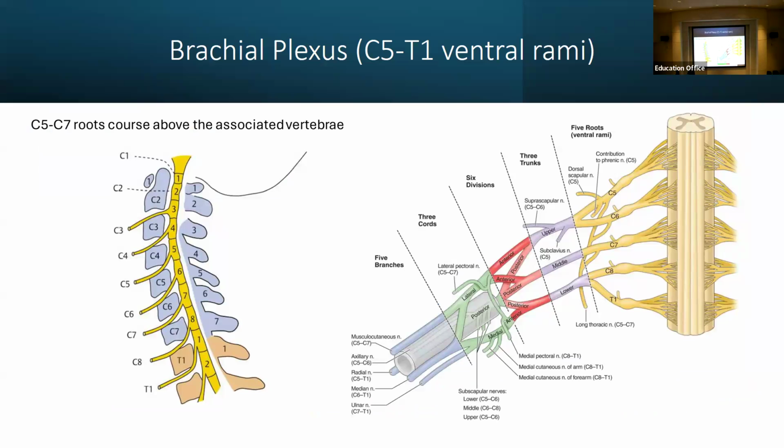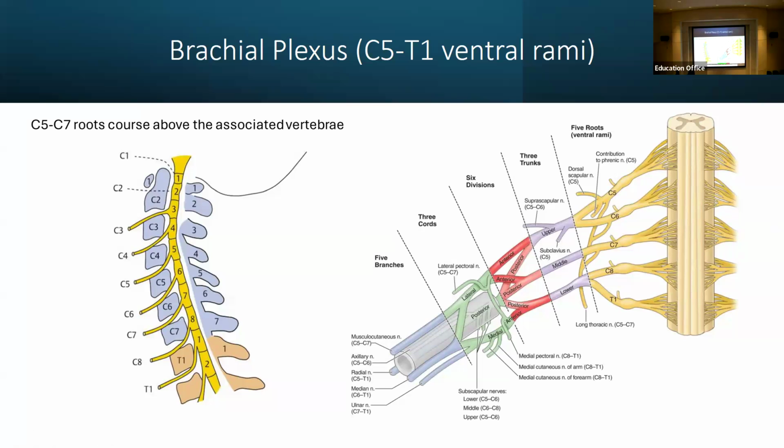So I would like to go over briefly the anatomy of the brachial plexus in this figure. As we know, we have 31 spinal nerves, and the brachial plexus is C5 to T1. The ventral rami form the brachial plexus. As you can see on the left side, C5 to C7 roots run out of the spinal cord above the associated vertebra, while C8 and T1 run above and below the T1 vertebra. This may help you find where the lesion is.